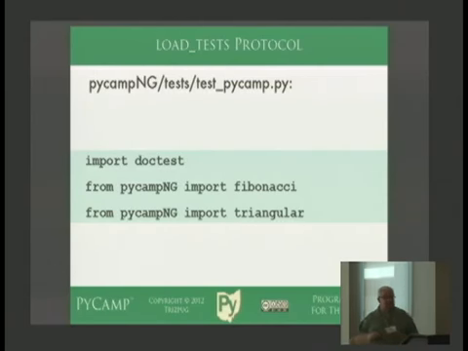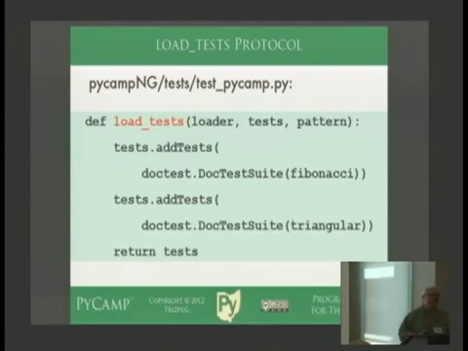So let's take a look at test_PyCamp.py in the test subpackage. We import doctest. We import Fibonacci, and we import triangular. So the thing we need to do the testing, and 2 things that we want to test. We define a load_tests function, and unittest calls this and provides the arguments. It provides us with a loader. We're not going to change what the loader is, so we're just going to disregard that.